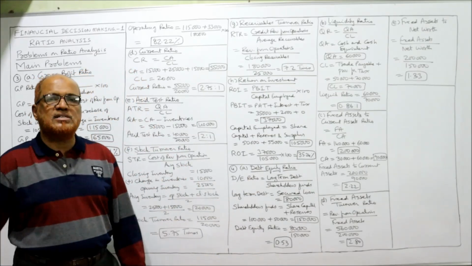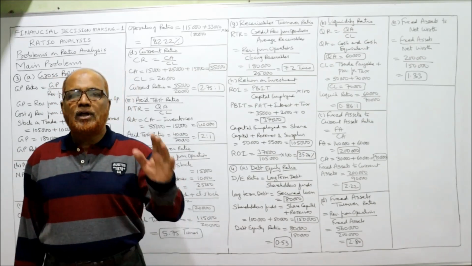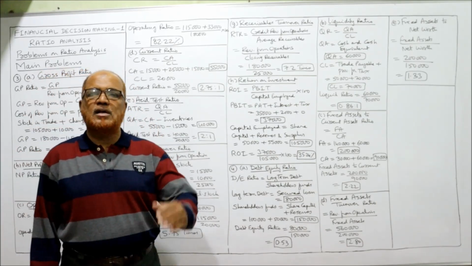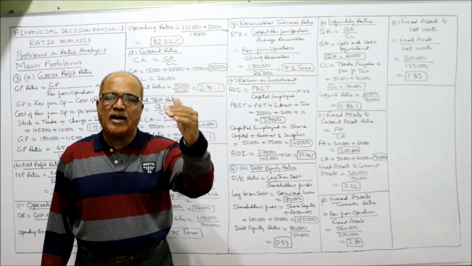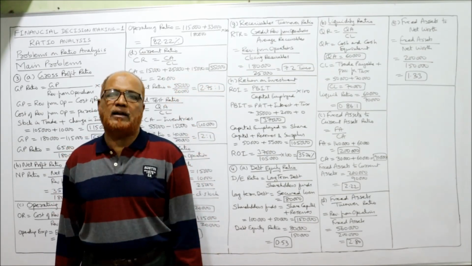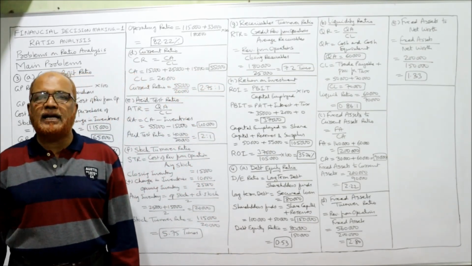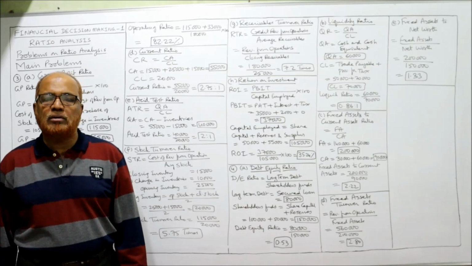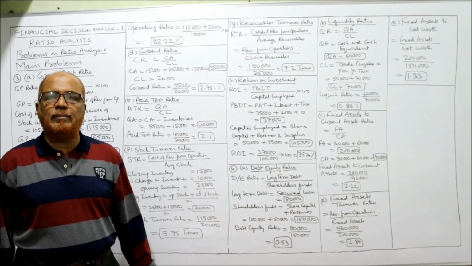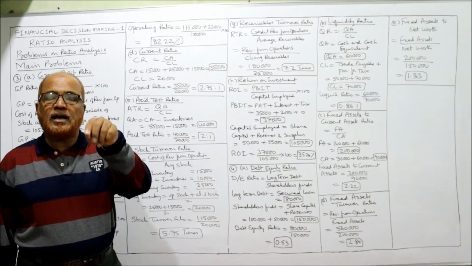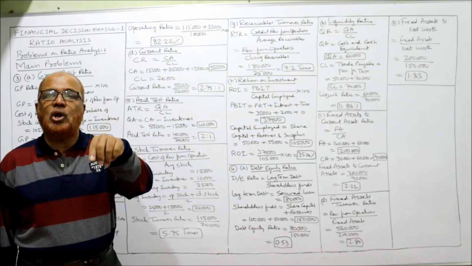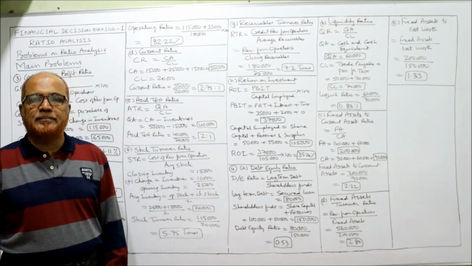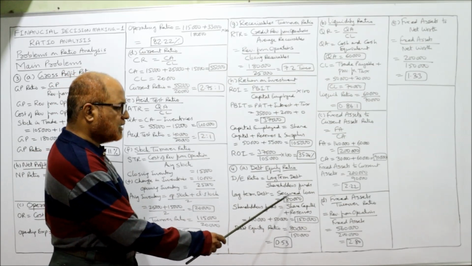The first ratio is debt equity ratio. The formula for debt equity ratio is long-term debt divided by shareholders fund. Long-term debt is the secured loan, which is given as non-current liability. The non-current liabilities are long-term debt. So secured loan we have 80,000.